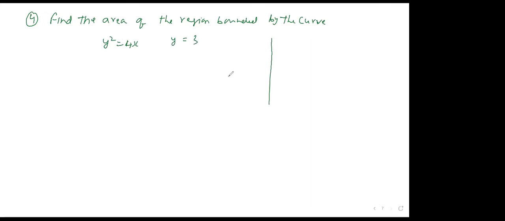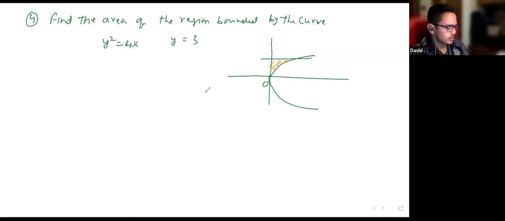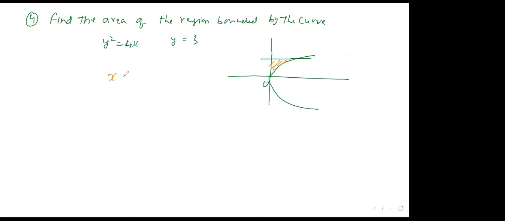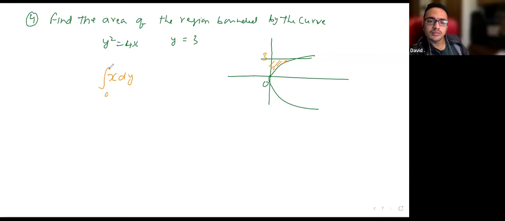So I just draw the graph. The graph of y square equals to 4x will be like this. And y equals to 3 will be a line like this. You need to find the point of intersection. And here you have to find actually this area. So you have to take x dy, from 0 to 3.